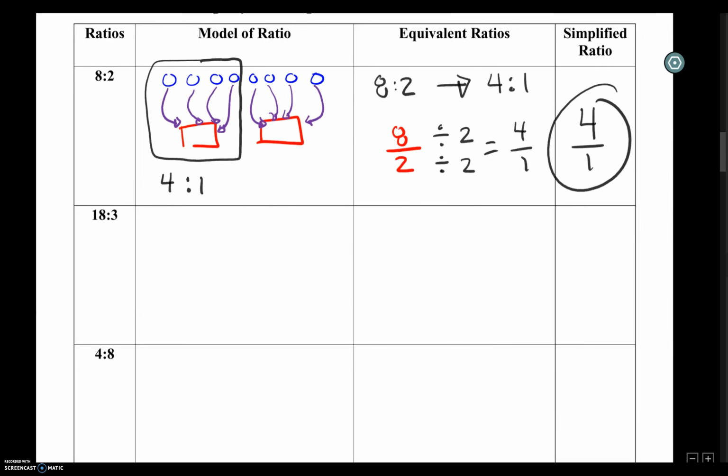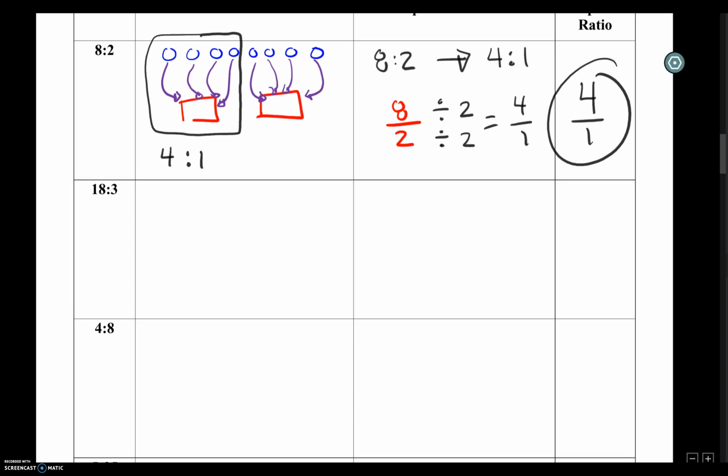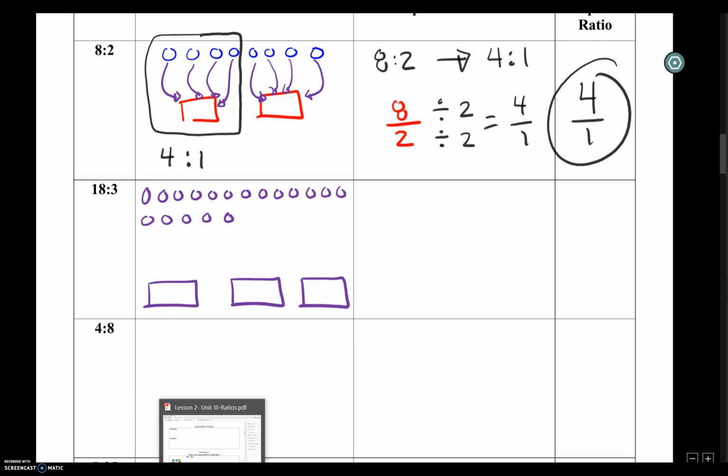Next one, 18 to 3. Now we can do our model, 18 circles, and I'm going to pause it while I do those circles. Okay, so I drew my 18 circles, and I have my 3 squares. And now what I could do is I could take this circle and put it in here. I'm going to do it in blue. I could take this circle and put it in here. Next, I could take this circle and put it in our last one.